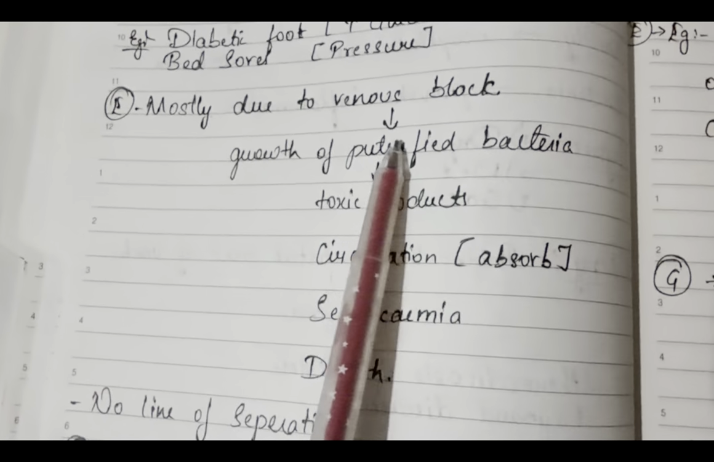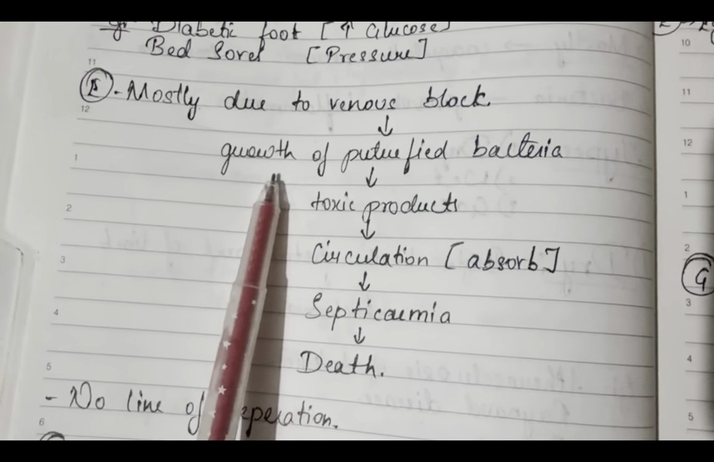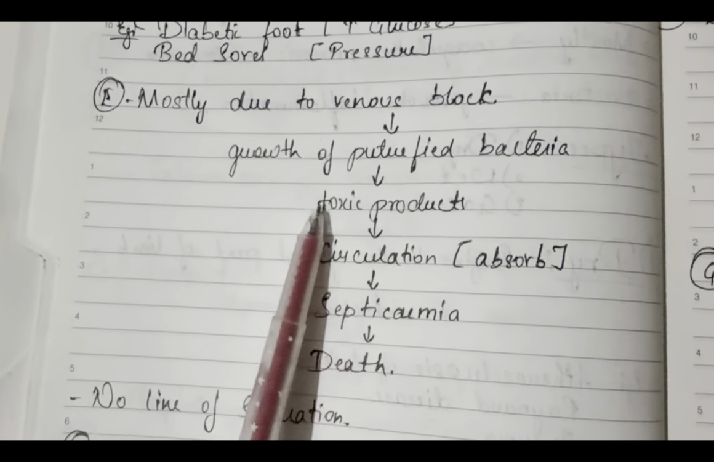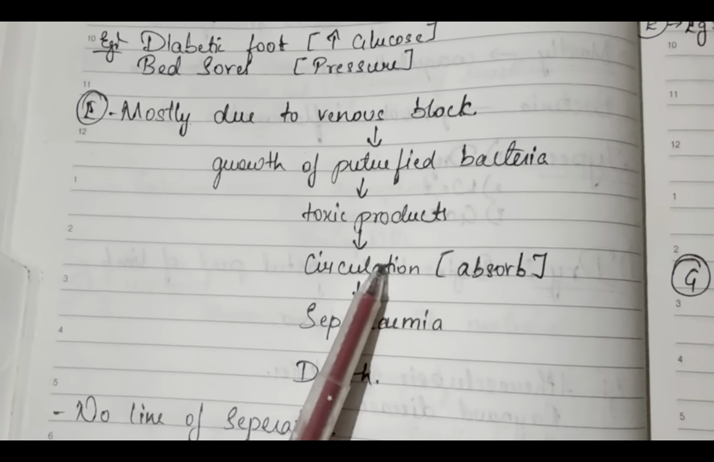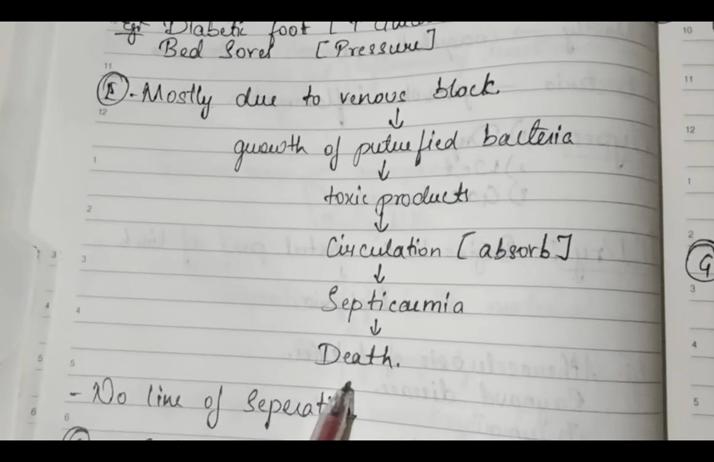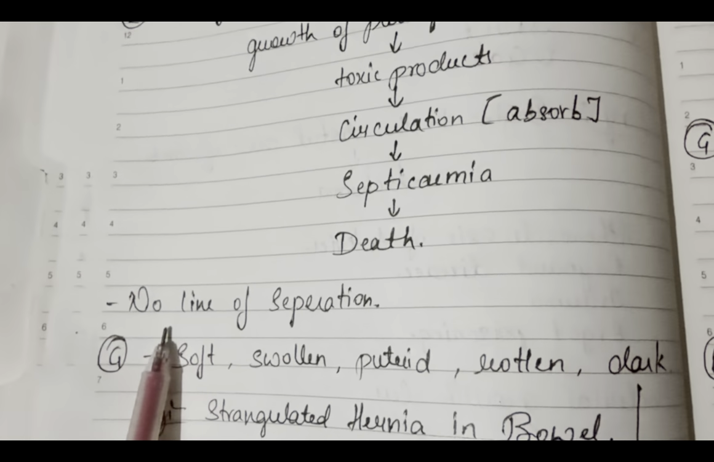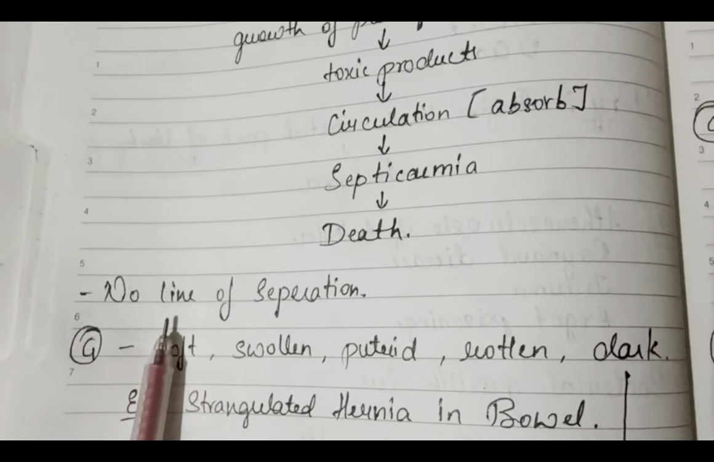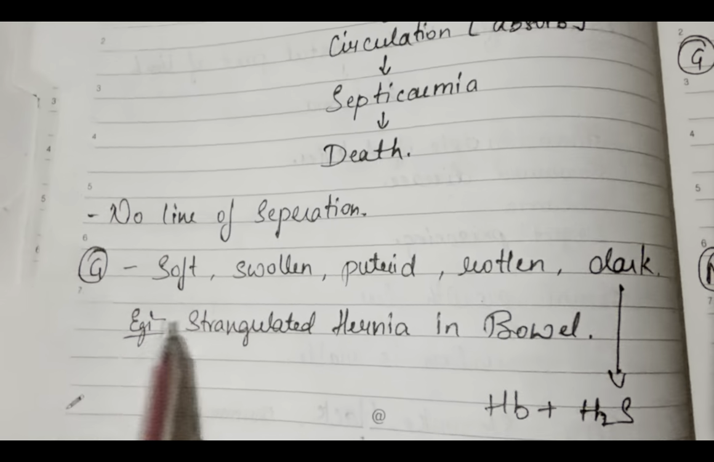It is mostly due to venous block, which later on enhances the growth of putrefied bacteria which produce toxic products, and these toxic products are absorbed into the circulation of the body, which leads to septicemia and later on death. That is about the etiology. Next, the line of separation. We saw there was a line of separation in dry gangrene, but here you cannot find the line of separation.